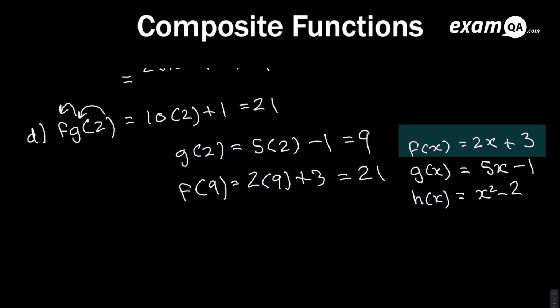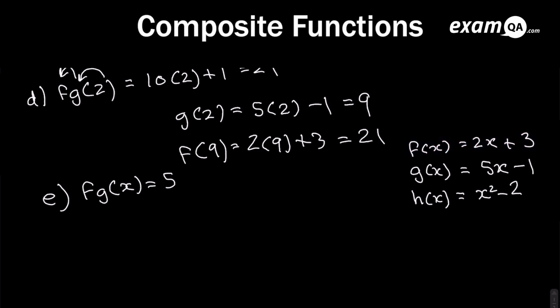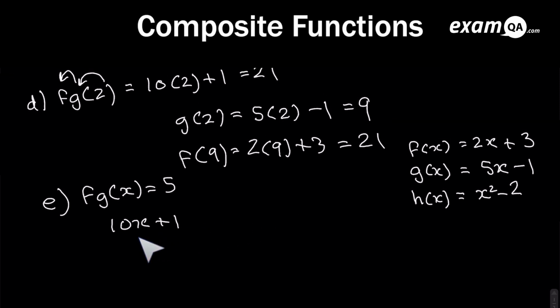Now in the next part, we're asked to work out fg(x) equals 5. In this question, if you haven't worked out fg(x), you need to first work that out, and you're simply going to equate that answer to 5. Now we've already worked out the fg(x) function as 10x plus 1. We're going to simply equate that to 5. So we'll have 10x plus 1 equals 5. Now simply you need to solve that equation by making x the subject. And you should know how to do that.